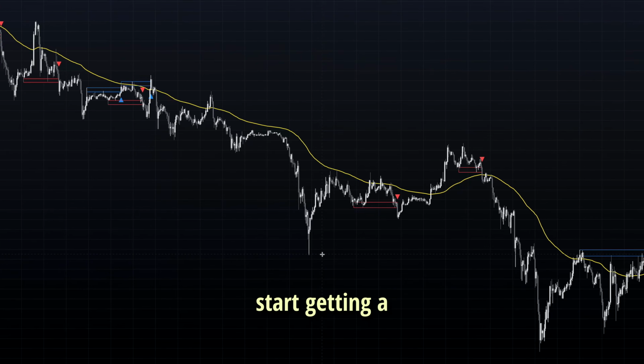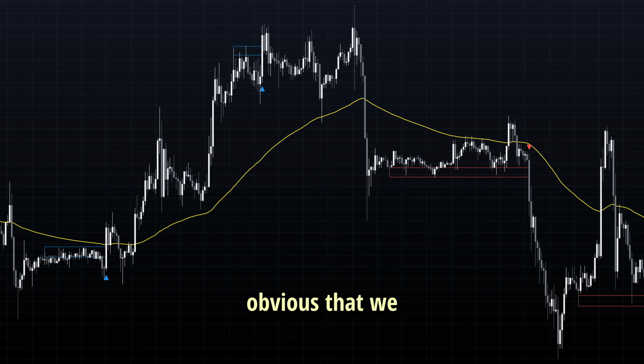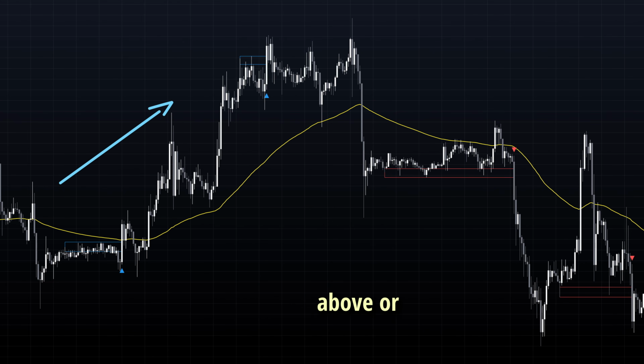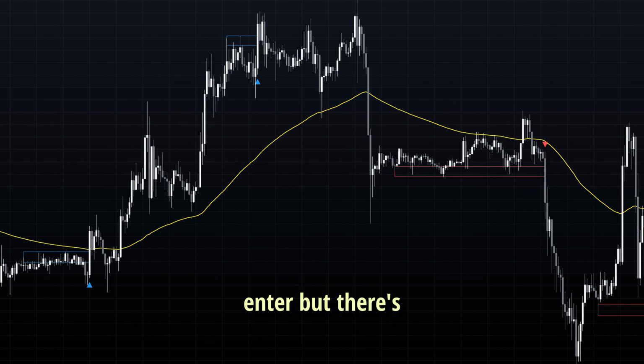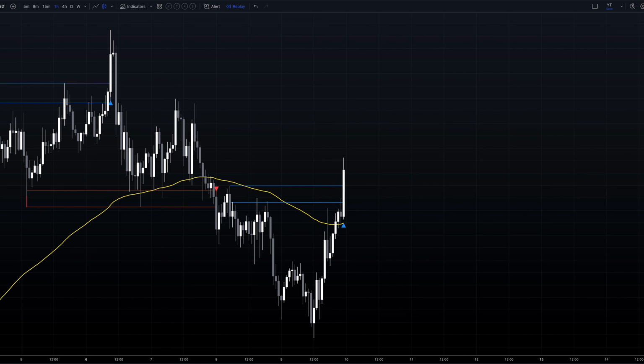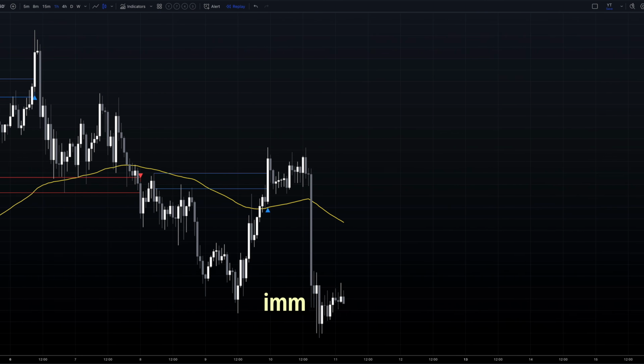By now you probably start getting a picture of the strategy overall, but that's not all. It might sound obvious that we enter when the price is above or below the EMA, depending on which direction we're looking to enter, but there's more to it. Let me show you. Here you have the candle close above the EMA and the breakout signal given by the breakout finder indicator. We would lose money if we entered here as the price reversed immediately.